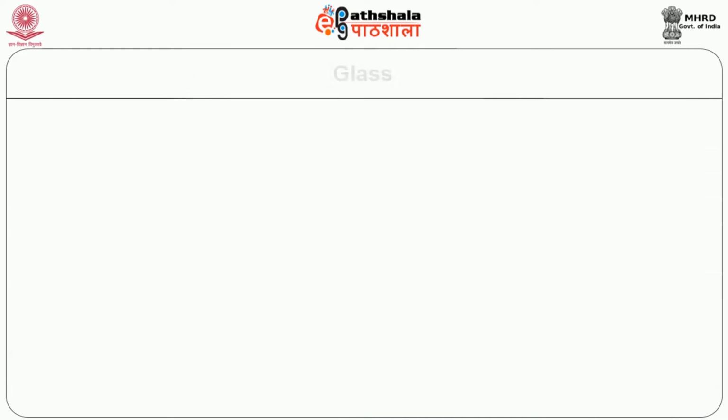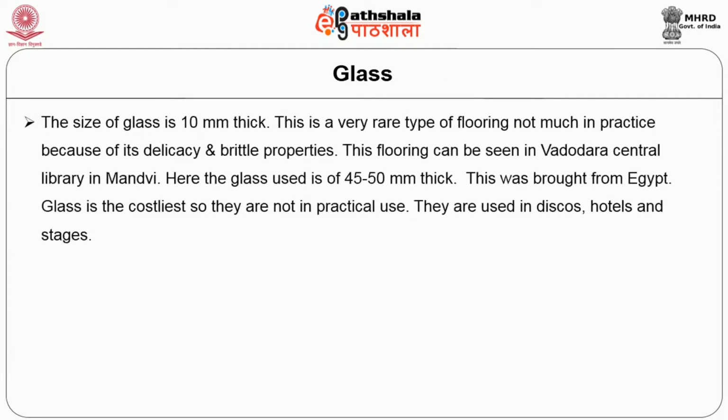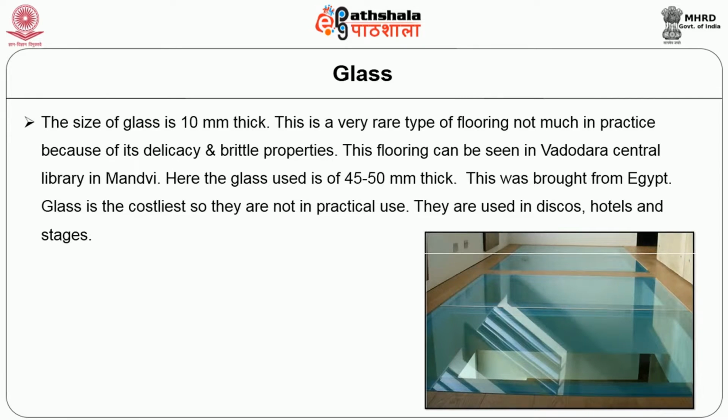The next flooring is glass, and the size of glass used for flooring is 10 mm thickness, and this is a very rare type of flooring, not much practiced because of its delicacy and brittle property. This flooring can actually be seen at the Central Library in Mandavi. Here the glass being used for the flooring is around 45 to 50 millimeters of thickness, and this particular glass was imported from Egypt. So the glass is the costliest, and so it is not being practically used. They are used in discos, hotels and on stages.